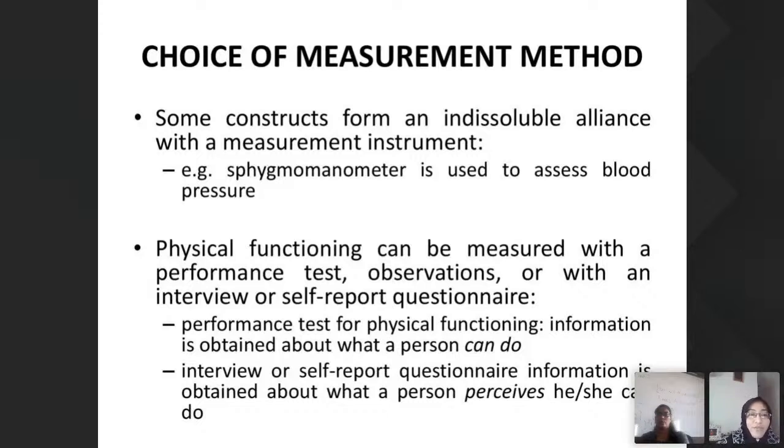A little bit on the performance test. Let's say for physical functioning, the information that we will obtain is about what a person can do. However, for the interview or the self-report questionnaire, the information that we obtain is about what that particular person perceives that he or she can do. So it's different. With an interview or self-report, this is what they perceive, but with a performance test, it's what the person can do.